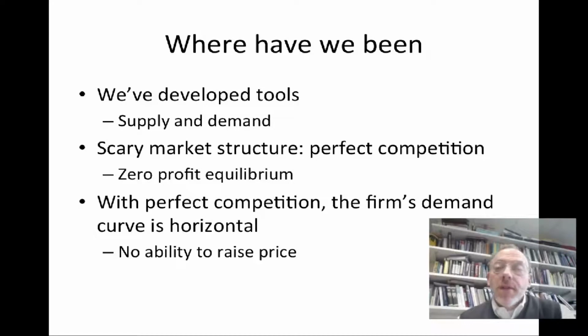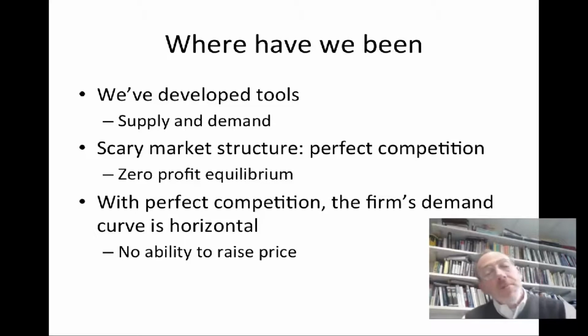Well, what we've been doing in the first two modules is developing the tools that give us the supply and demand model. So the first module was on consumer theory, and one of the punchlines there was the market demand curve. The second module was on the theory of production, or producer theory, which gave rise to the supply curve. And we put supply and demand together to study a scary market structure called perfect competition. And the textbook answer there was a zero-profit equilibrium condition.